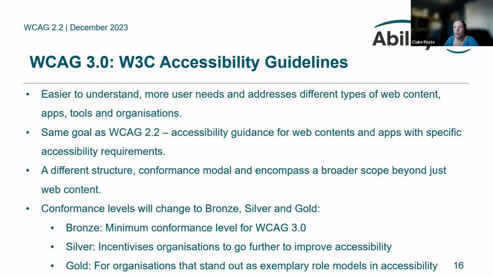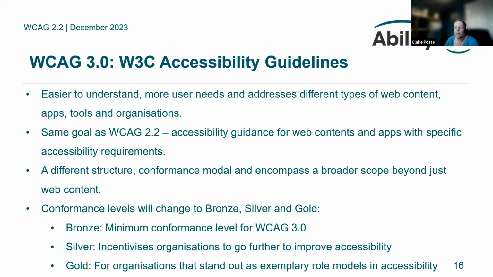One of the slight restrictions in the way that WCAG is structured at the moment is that it is highly technical and very focused on web content, although obviously it's applied to a lot of other things, including apps. The way that WCAG 3 will be structured will be quite different, but it will have the same goal as WCAG 2.2: accessibility guidelines for content and apps with specific accessibility requirements. But it will have a different structure, a different performance model, and a broader scope beyond web content.